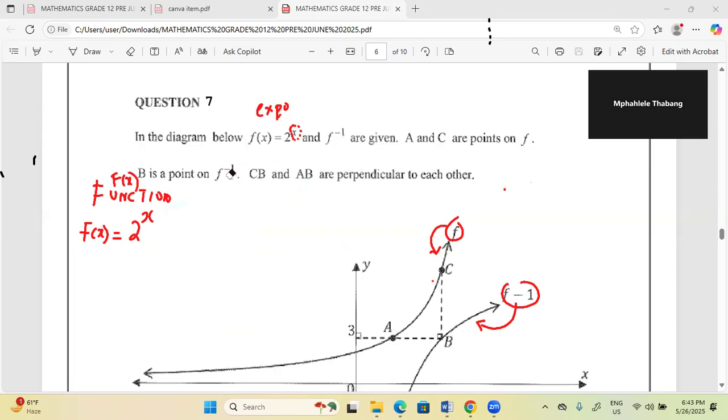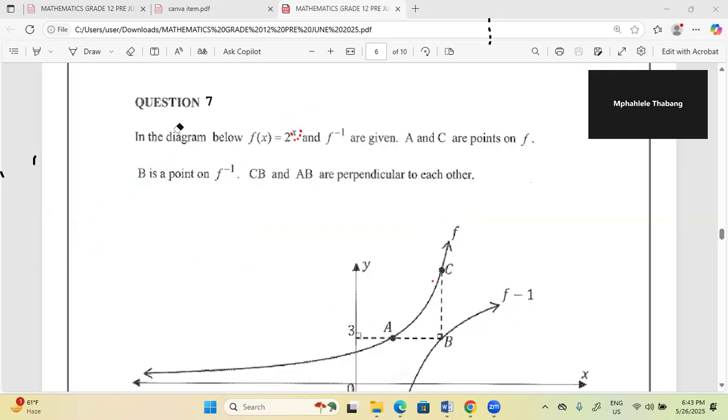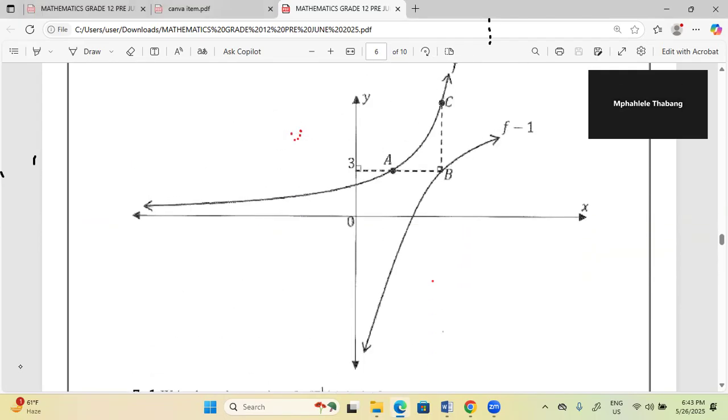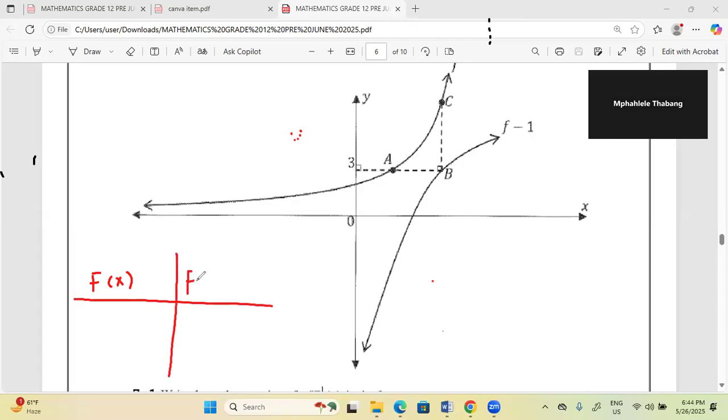Let me erase. I will present my diagram in a very neat manner. I will say this side, I have f of x, which is the function itself. And this side, I have f to the negative 1, which is the inverse of f. Because they are talking about the function and its inverse, we will need to look at these two, the function f of x and its inverse.